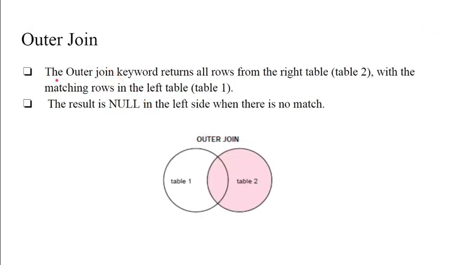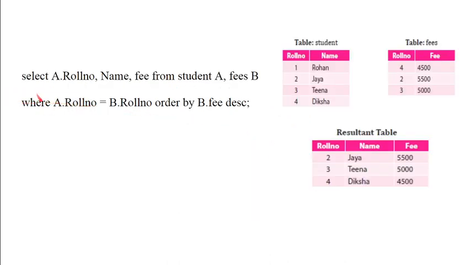Next is outer join. Outer join keyword returns all rows from the right table, that is the second table, with the matching rows in the left table. So in the right table, all the rows are selected, and in the left table, only the common rows, the rows that are present both in left and right, are selected. The result is null on the left side when there is no such match.